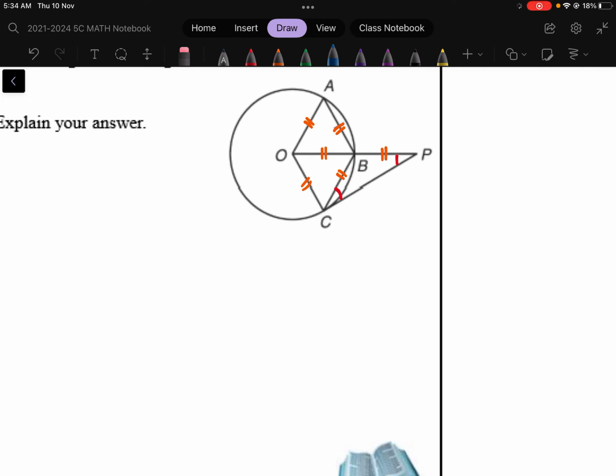First, we will focus on triangle OBC, which is an equilateral triangle, which means one of the angles must be 60 degrees. Angle OBC is 60 degrees.